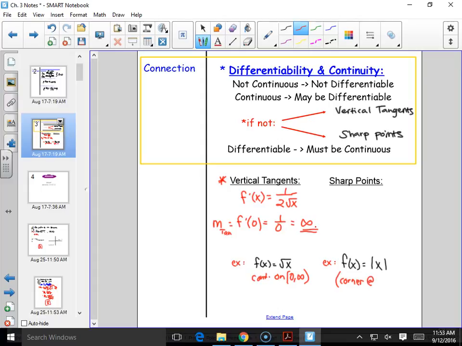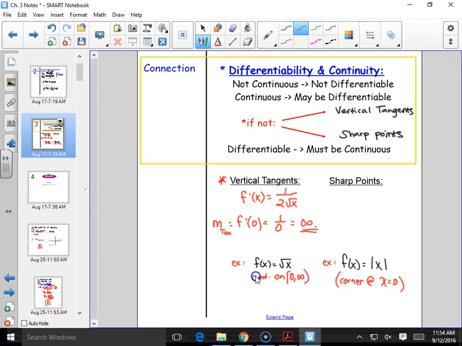A corner isn't just literally 90 degrees or some sort of two lines coming together. Cusp, just hang in there. A corner at x equals 0. Corner is our sharp point. I'm actually just going to put corner.